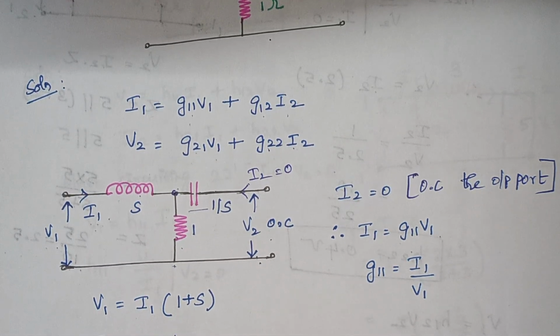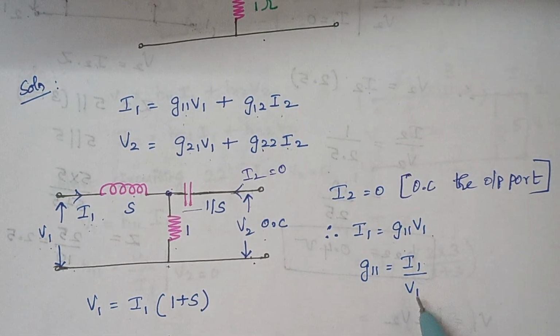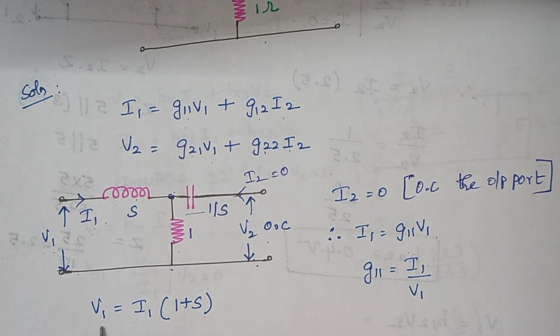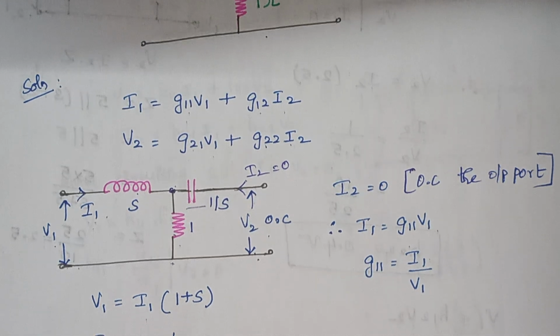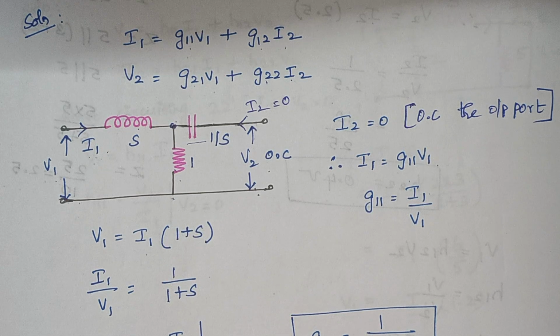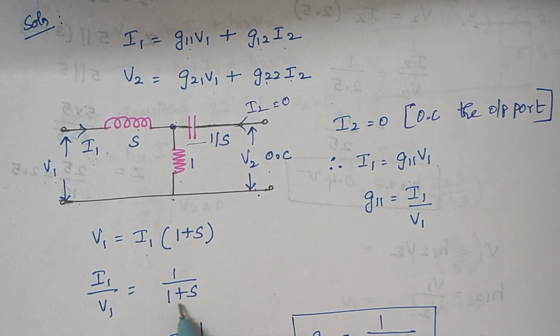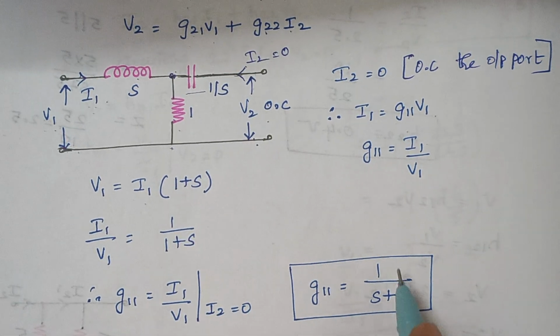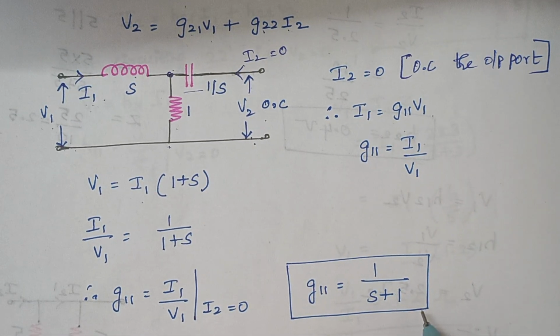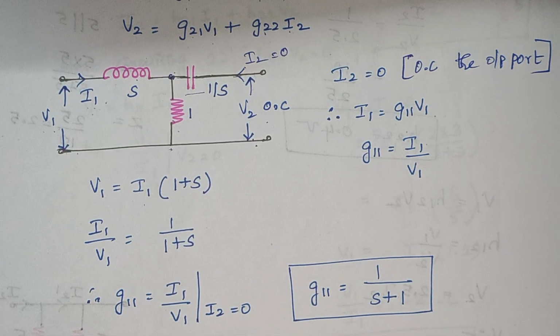So what do we actually need? We need the ratio of I1 by V1. Here we have V1, here we have I1, so we just have to rearrange the terms. When you write this as I1 by V1, here we have 1 by 1 plus S. Therefore, G11 is given by 1 by S plus 1, or 1 plus S. So this is our G11.